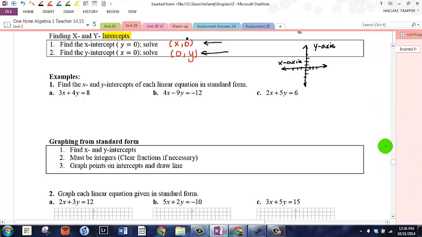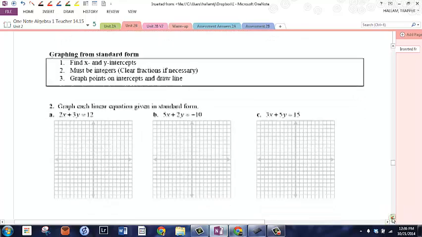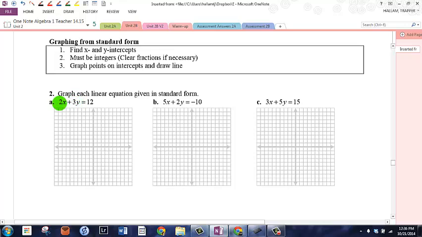So we're going to jump down here a bit, skip those first couple examples, and jump right down to graphing it. We're going to take this first one, 2x + 3y = 12.